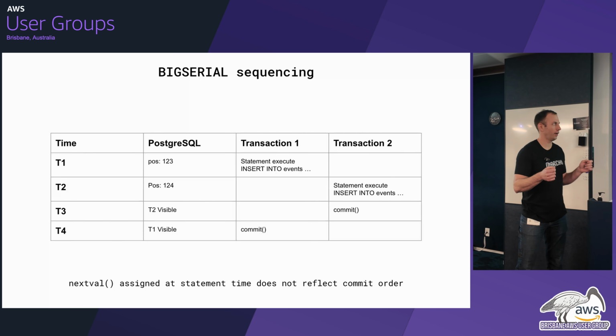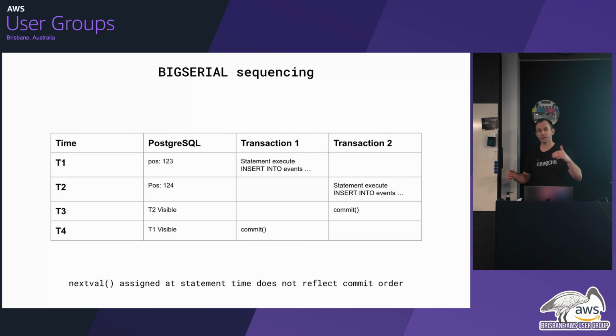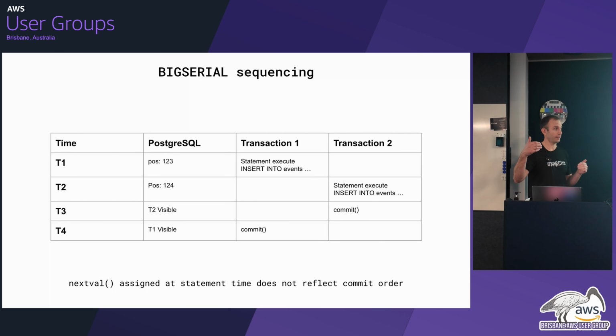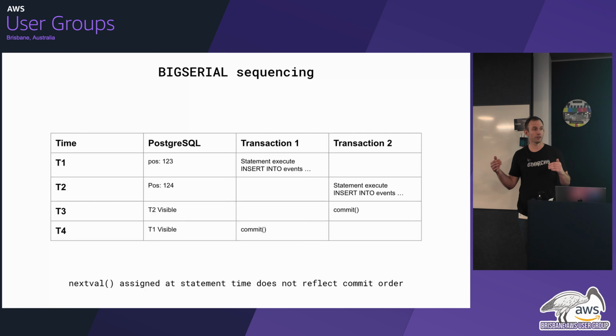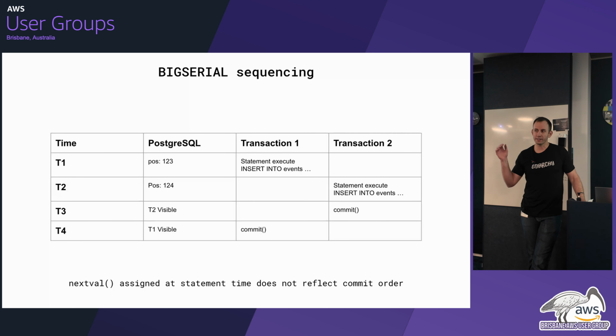Imagine you've got two transactions, and they're both happening concurrently. At time one, Postgres gives us event number 123. That statement executes right then, and you get 123 for that event. And transaction 2 is happening at the same time, so it gets 124. So Postgres is doing the right thing. It's giving you a unique, monotonically increasing sequence. But that assignment of the sequence happens at statement time. It doesn't happen at commit time.